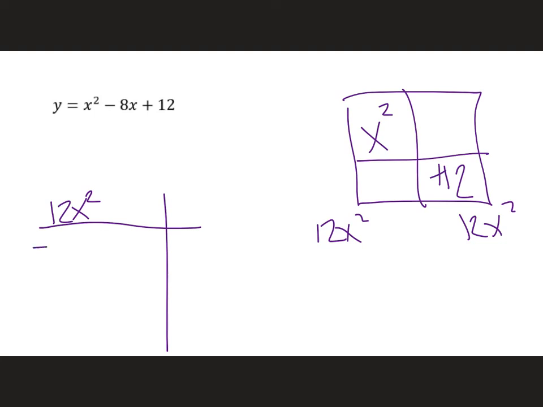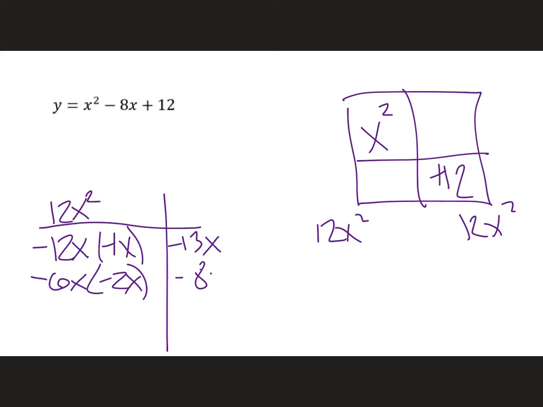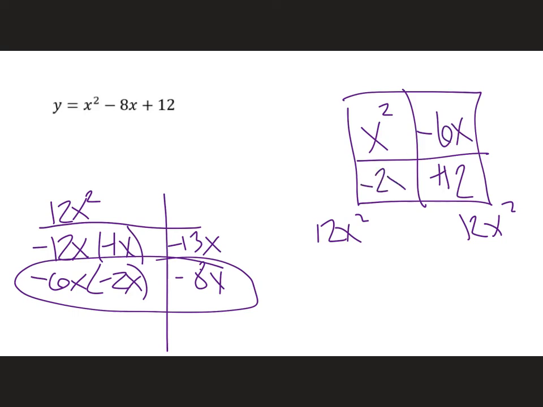So we could have negative 12x and negative 1x, which would make negative 13x. That's the only way to get a negative if you have a positive factor. If the product is positive, the only way to get a negative when you combine is for both to be negative. So then we could have negative 6x and negative 2x. That's negative 8x, and there it is right there. So we'll have negative 6x, negative 2x.